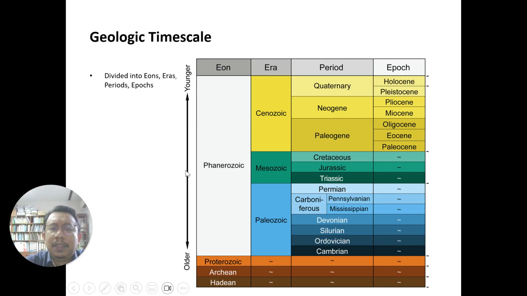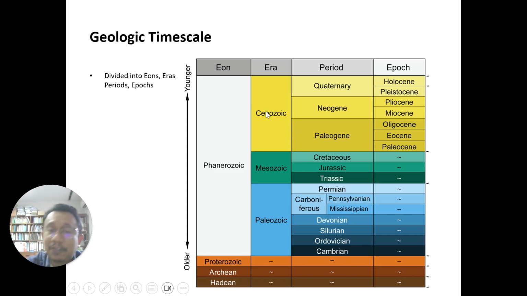But there's more focus on the last eon, the youngest eon. This is the Phanerozoic eon. Why do we focus more on this? Because most of the fossils preserved are in the Phanerozoic eon. Fossils are relatively rare in the Precambrian. Okay, and then you can subdivide the Phanerozoic eon into several eras. You have the Paleozoic, which is the oldest era, followed by the Mesozoic, and then the Cainozoic.